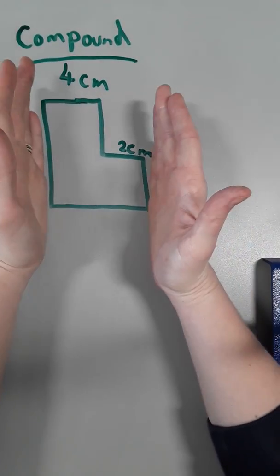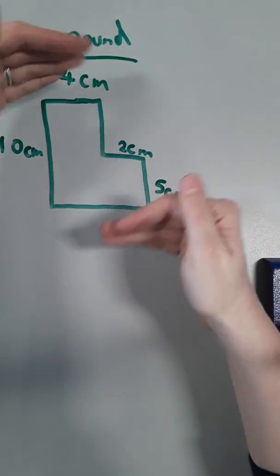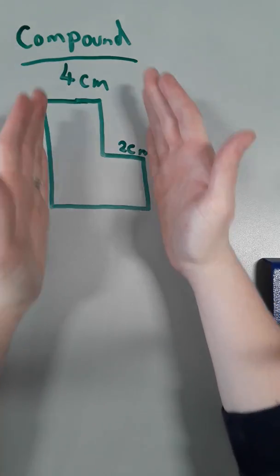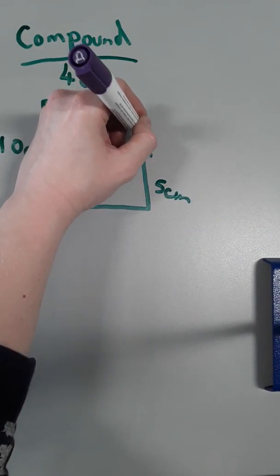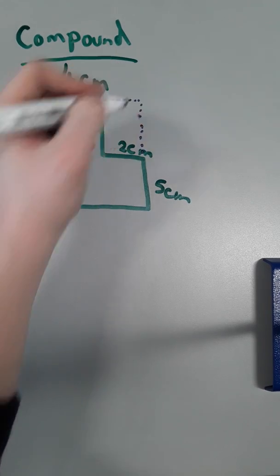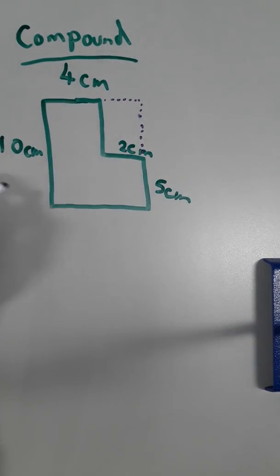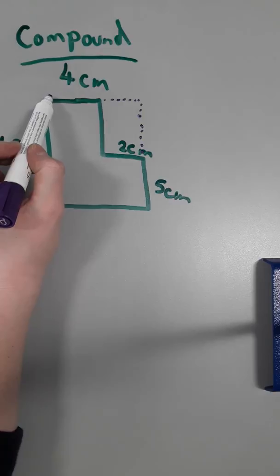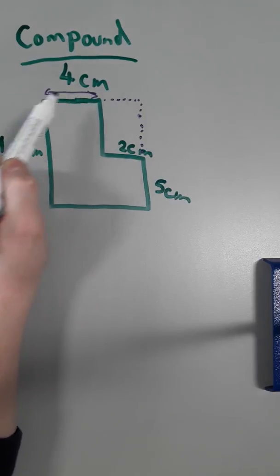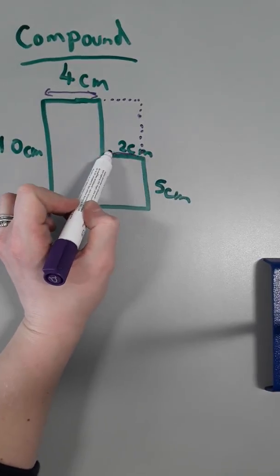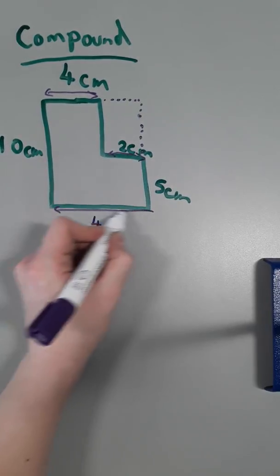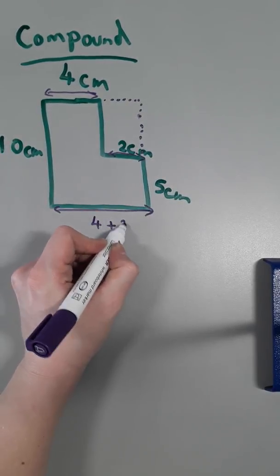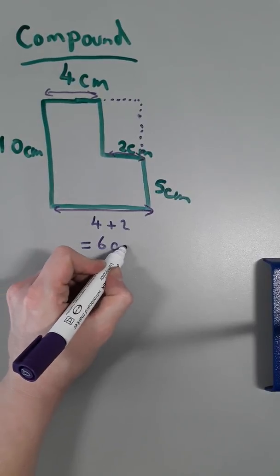So I know that because these two lines are parallel and these two lines are parallel, essentially I have a rectangle here. Oh gosh, that's a really wobbly line. Okay. So I know that if this is 4 centimetres here and this is 2 centimetres here, then this length here must be both of those joined together. So I get 6 centimetres here.